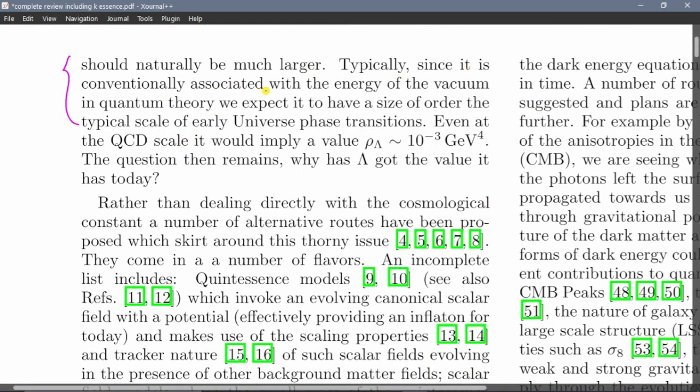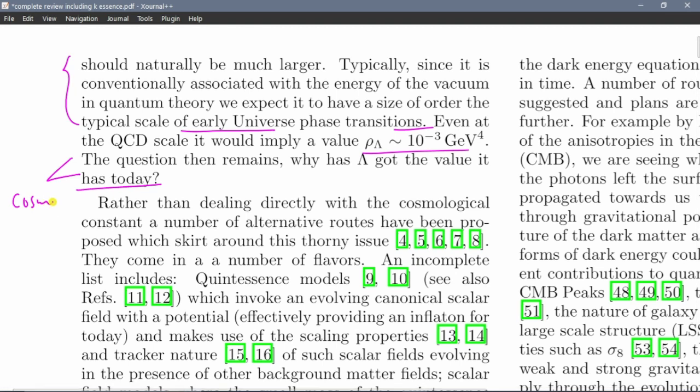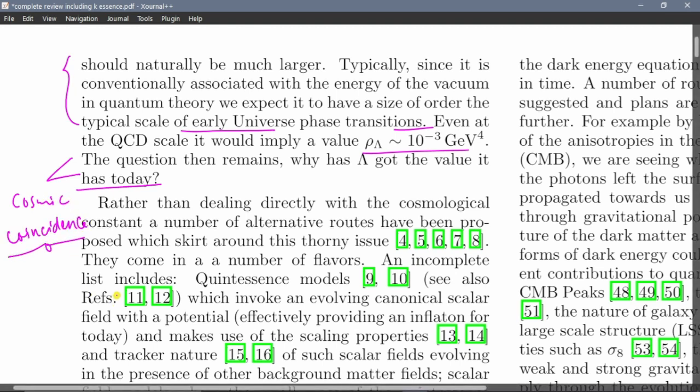Typically, since it is conventionally associated with the energy of the vacuum in quantum theory, we expect it to have a size of the order of the typical scale of early universe phase transitions. Even at the QCD scale, it would imply a value of rho lambda of 10 to the minus 3 GeV to the power 4. The question then remains, why does lambda have the value it has today? This gives rise to the problem of cosmic coincidence. If you are a cosmologist, the greatest problem is why this value, this cosmological constant, adopted such a very small value. This covers the question of cosmic coincidence, that is, why dark energy dominates now but not before.